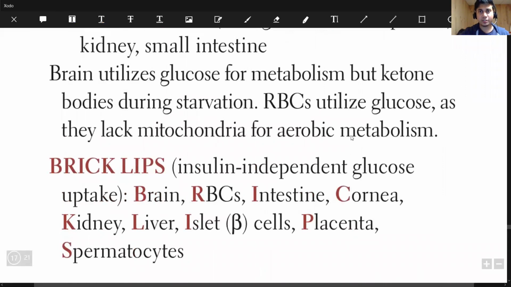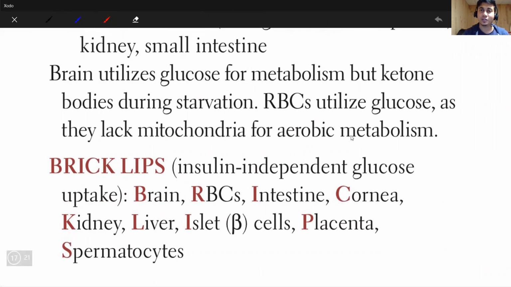Now, this discussion is from biochemistry, which we discussed earlier, but let's go over it briefly. The brain needs glucose for its function, but when there is starvation, when someone is not getting enough food, the brain can switch its metabolism to ketone bodies. Now, RBC cannot utilize ketone bodies because RBC does not have mitochondria.